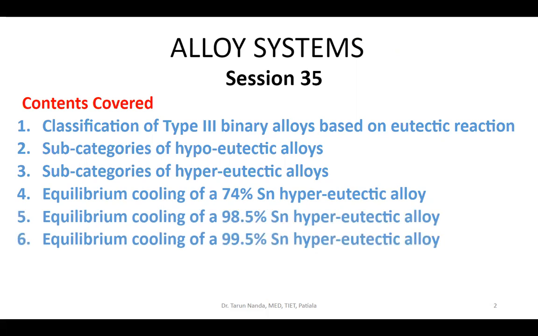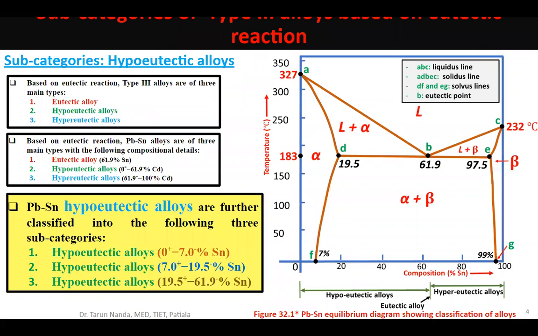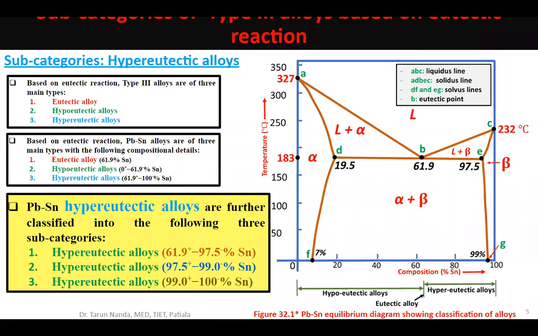So we'll take three examples to cover the three categories of hypereutectic alloys that can be formed in lead tin alloy systems. So this we have already discussed with you. This we have already discussed. Again, for your reference, I have presented the matter over here, and this also has been discussed with you.